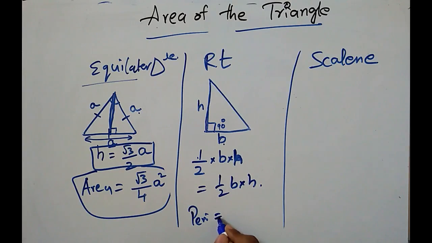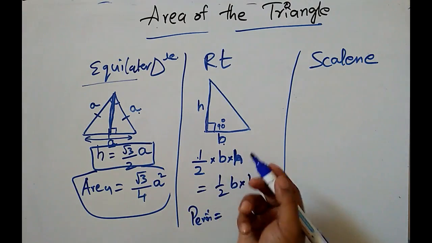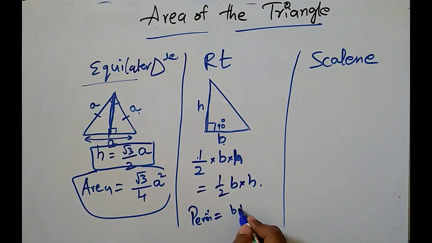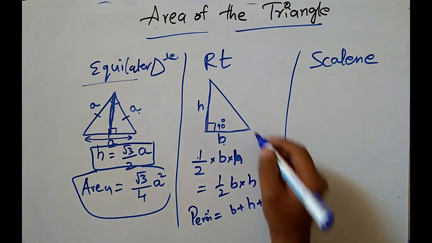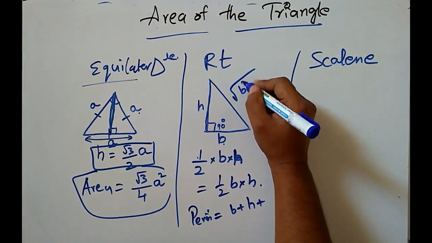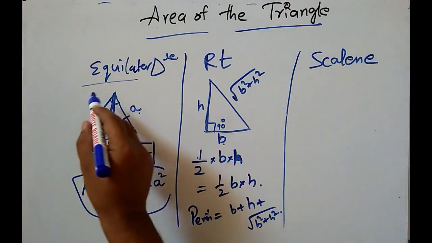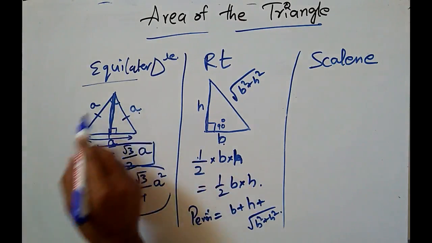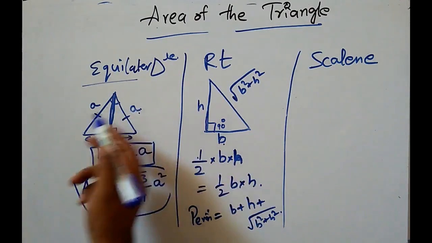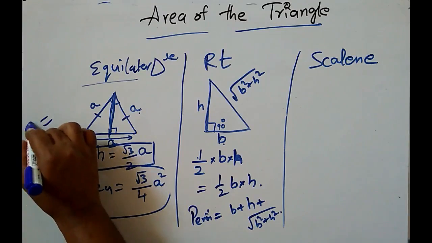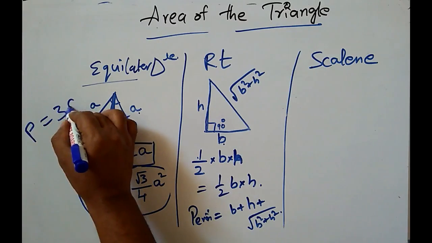Perimeter, friends. Perimeter is given by b plus h plus root of b square plus h square. In an equilateral triangle, what is the perimeter? Sum of all the three sides. All three sides are equal, so perimeter is equal to 3a.